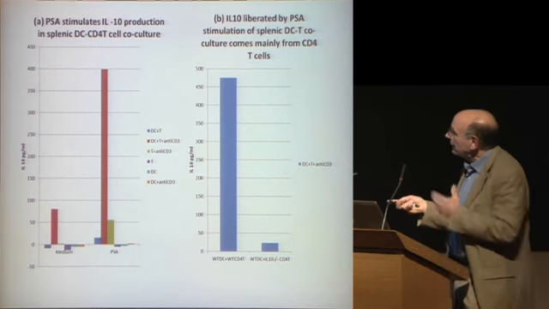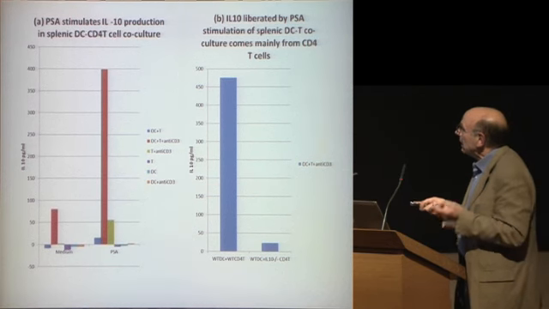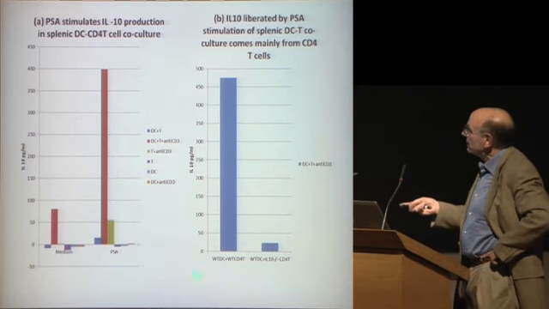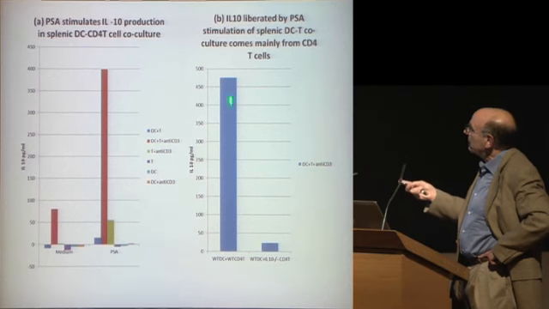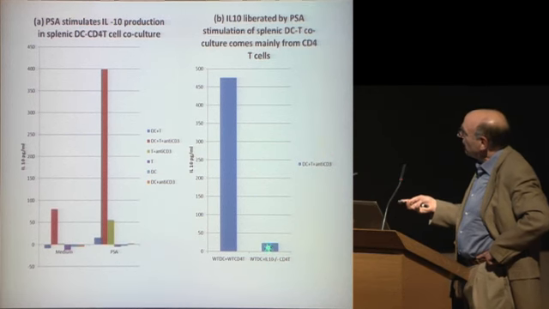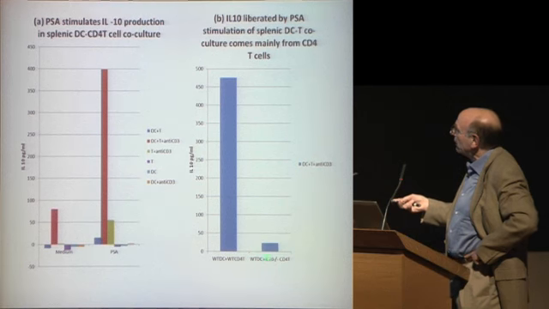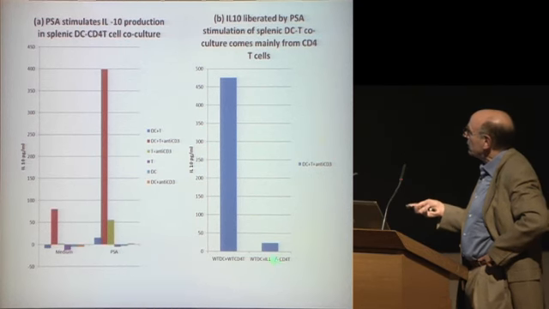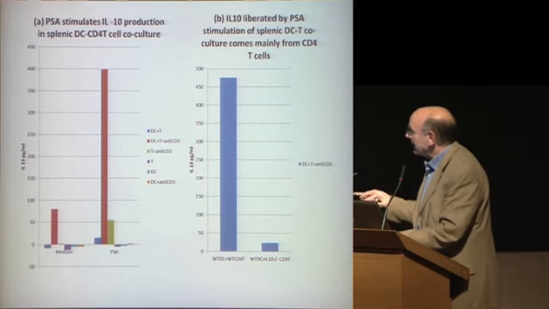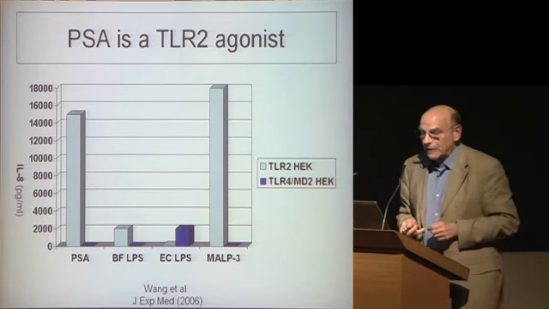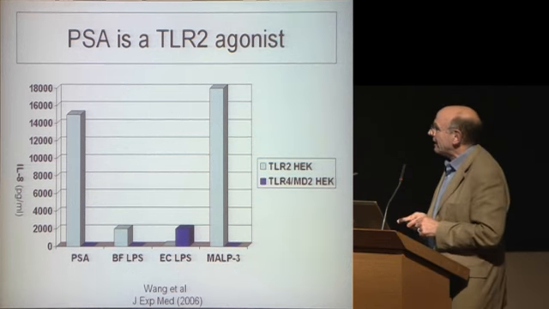And that this IL-10 is being made by the T cell and not the APC is shown here because, again, here's the wild-type T cell and the wild-type CD4 cell, lots of IL-10, but if you use an IL-10 deficient CD4 cell, but the same dendritic cell, in fact, there's no IL-10 being produced. So the T cell in this reaction makes the IL-10. The other interesting thing about PSA is it's also a TLR2 agonist.